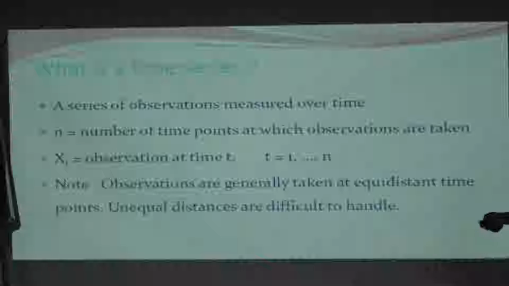Usually, when we look at time series, observations are generally taken at equidistant time points. But it's not necessary, you can have unequal distances, but these are generally much more difficult to handle. So I'll not be looking at this sort of a problem. There are various other ways of tackling time series when the observations are taken at different time points. So what we'll be looking at basically would be observations spaced at equidistant time points.